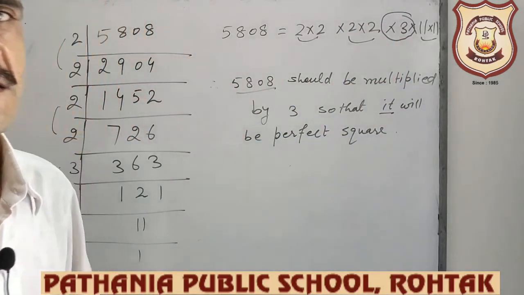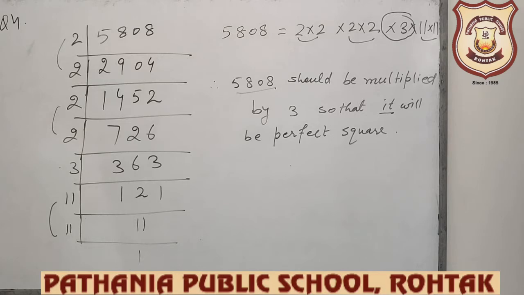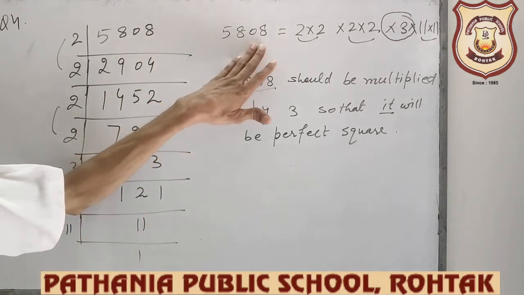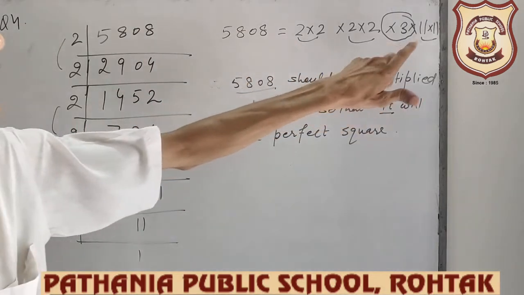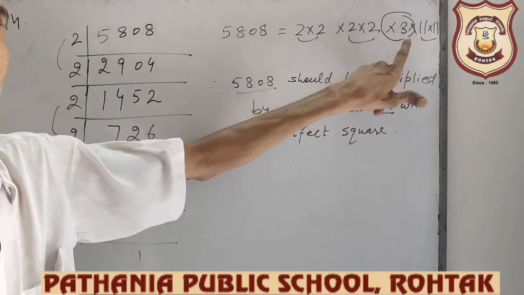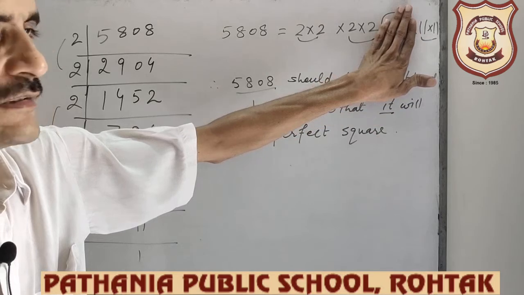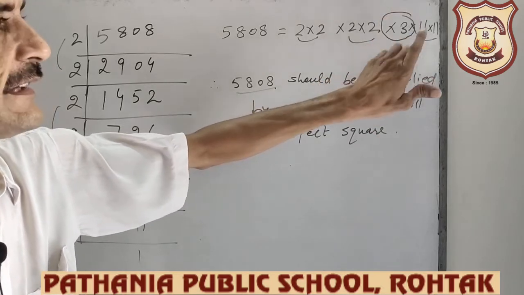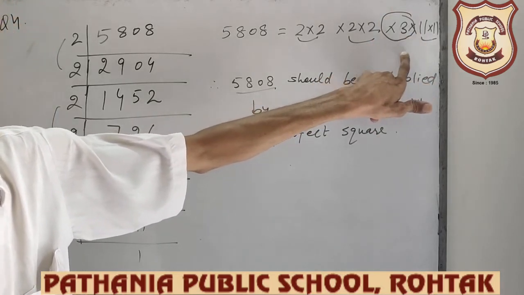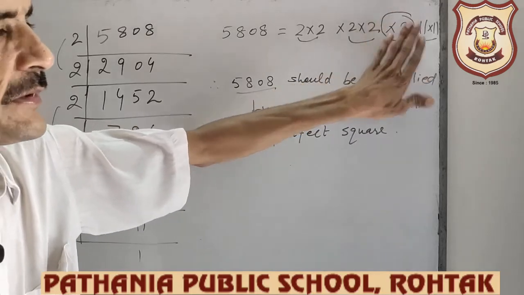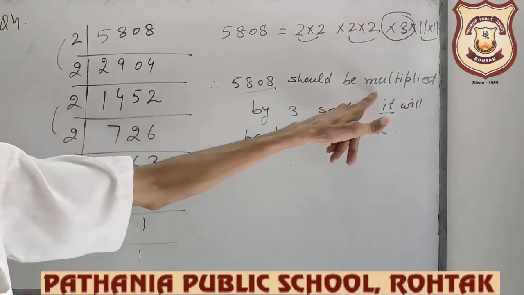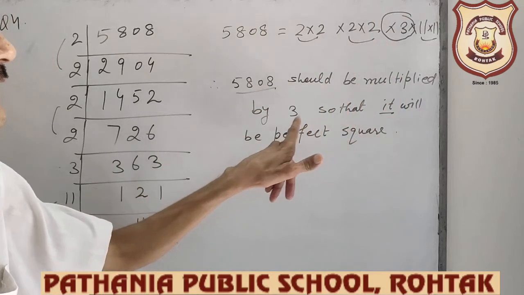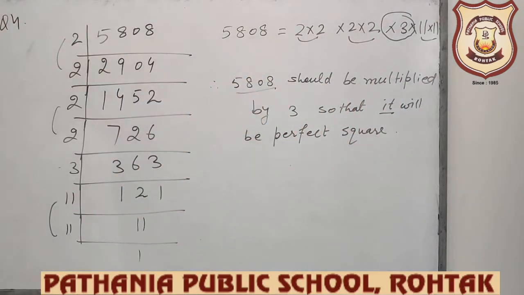There are two methods to solve this question. This question can also come as: by what number we should divide 5808. Now either one 3 is required or you remove this 3. One way is to add one more 3. Second way is to remove this 3 as well. So if we multiply by 3 or we divide by 3, it is the same thing.